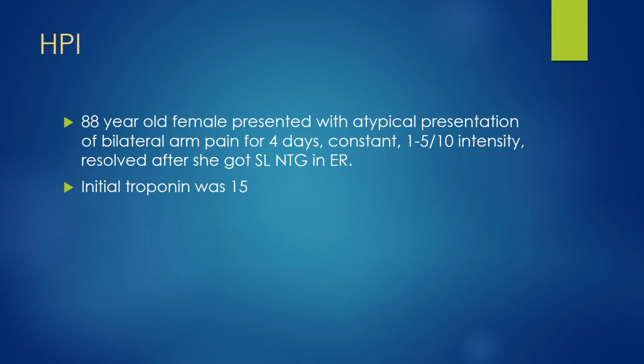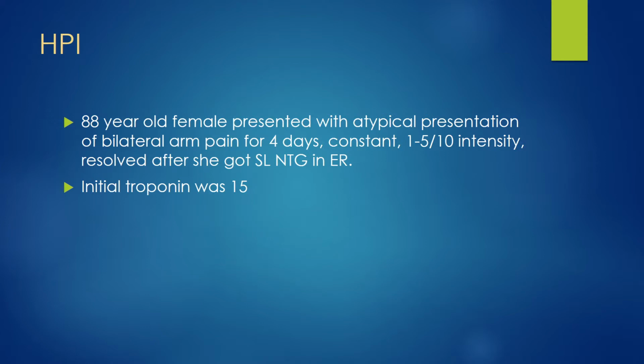HPI: we had an 88-year-old female who presented to the ER with an atypical presentation of bilateral arm pain for the last 4 days. The arm pain had been constant, about 1 to 5 out of 10 intensity. It gradually became worse and did not go away, and therefore the patient arrived at the ER. On arrival to the ER, she got sublingual nitroglycerin, which resolved her arm pain.